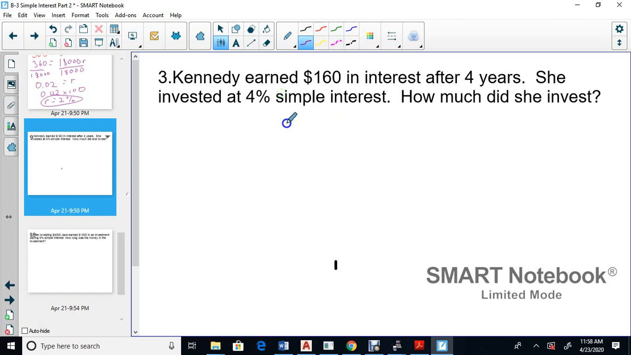Okay, I'm going to do these three word problems. I'm going to start with number 3, which is Kennedy earned $160 in interest after 4 years. She invested at 4% simple interest. How much did she invest? I wonder how much money she put in.